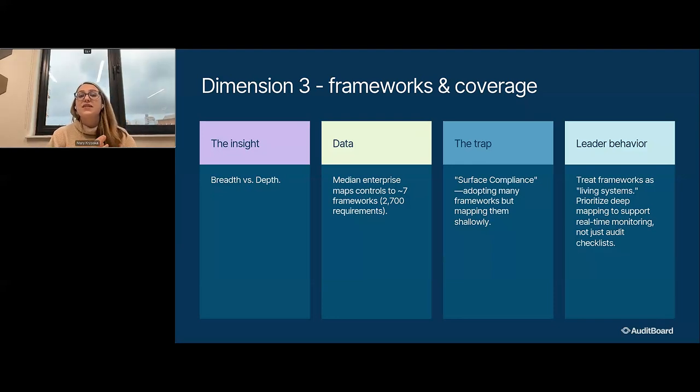This brings us into frameworks and coverage. Frameworks are the scaffolding of risk management. They provide that structure, that common language, and alignment with regulatory standards. However, their value depends on more than just the number of frameworks you have adopted. What matters is the depth and how thoroughly you're actually managing them.